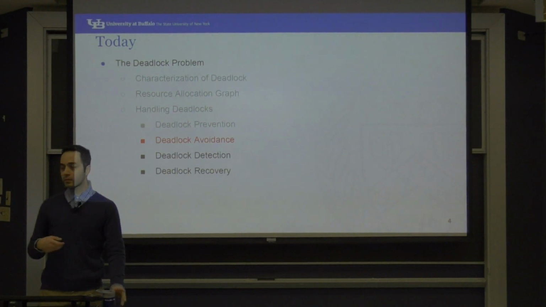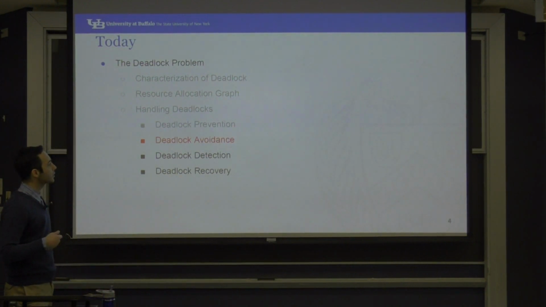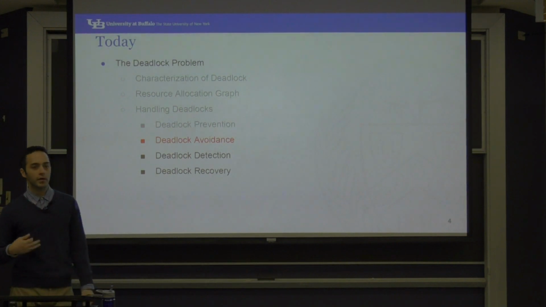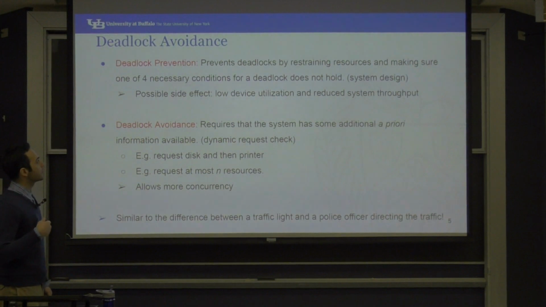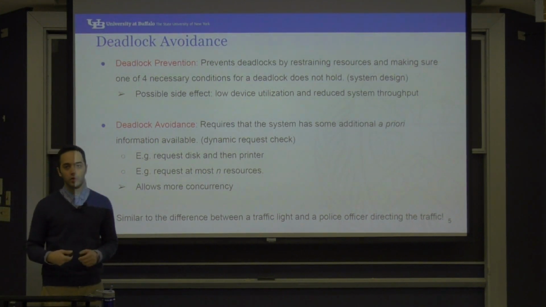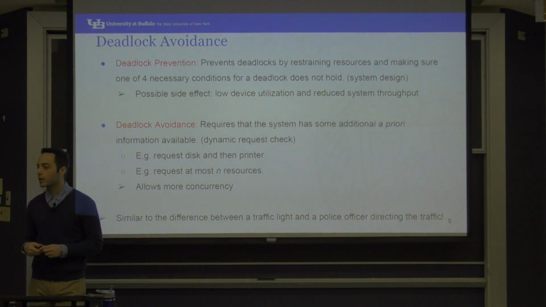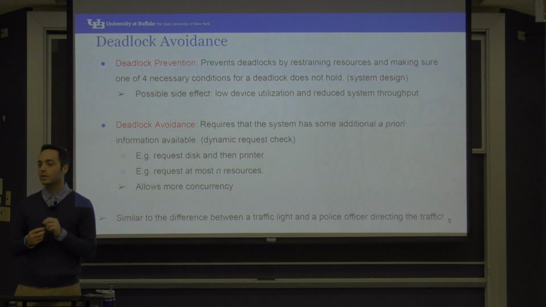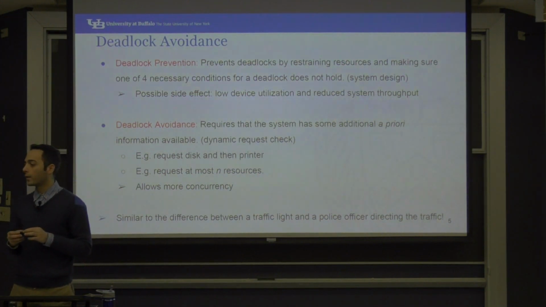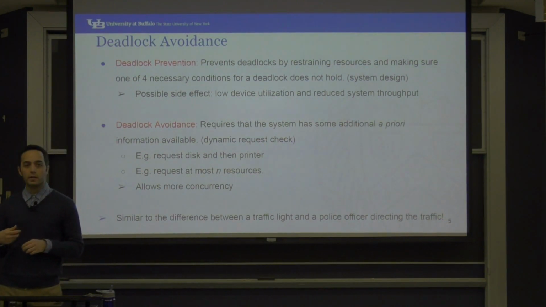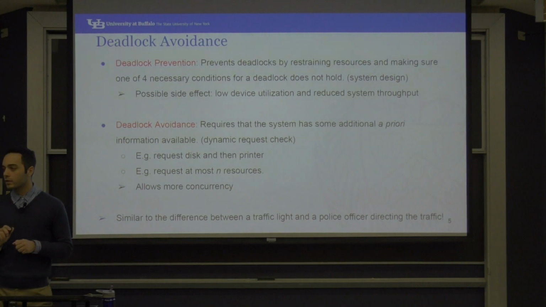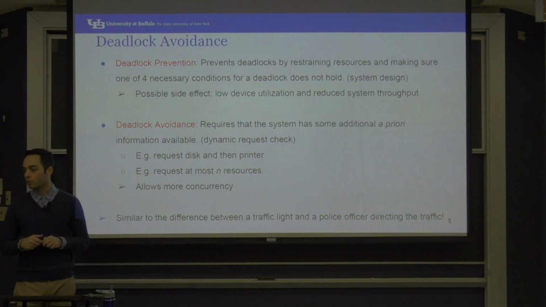So today we're going to cover the rest of handling deadlocks. First we're going to talk about avoidance, and then detection and recovery. Deadlock avoidance is a bit different from prevention. We learned about deadlock prevention, which is basically ensuring that one of the 4 necessary conditions for deadlock does not hold. The possible effect of that is low device utilization and reduced system throughput.